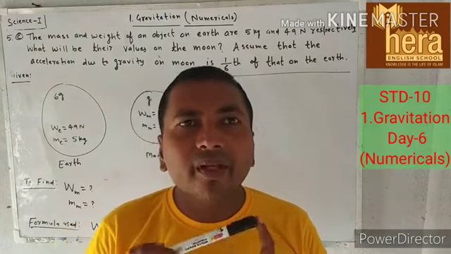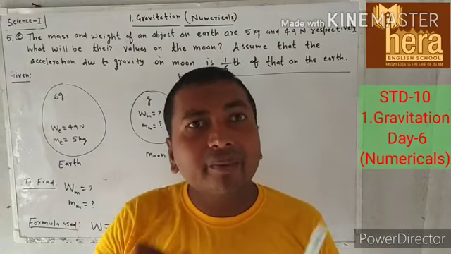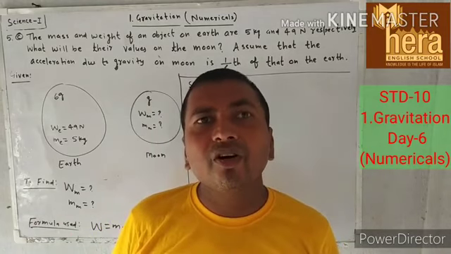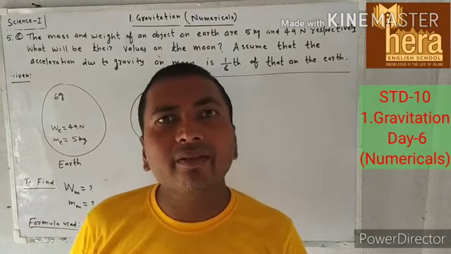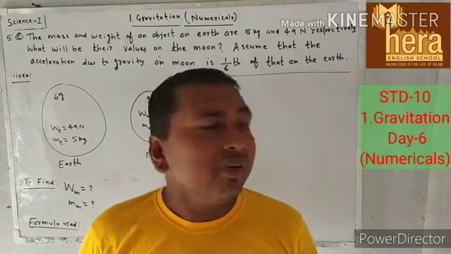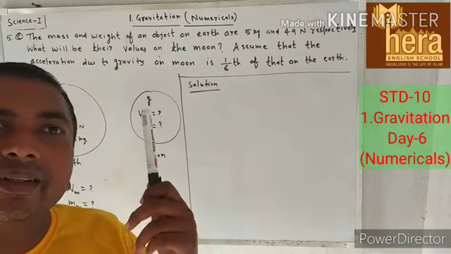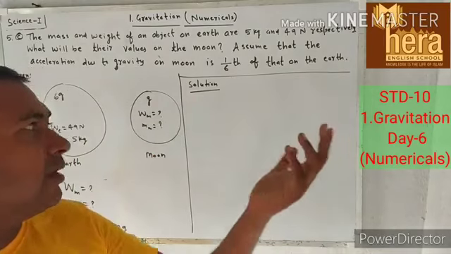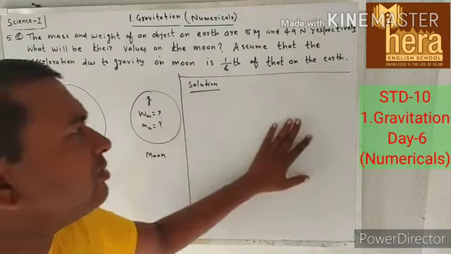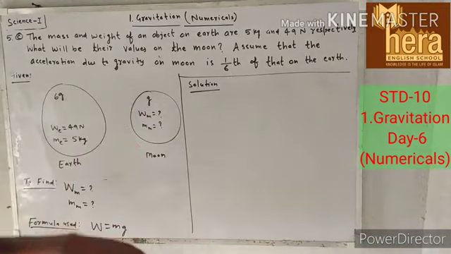So mass will be the same for the earth surface or for the moon surface, but weight will change because weight depends on acceleration due to gravity. The value of acceleration due to gravity depends on the planet. So acceleration due to gravity will change at every place. For every planet, acceleration due to gravity is different. Therefore, the value of weight will be different for different planets. Okay.